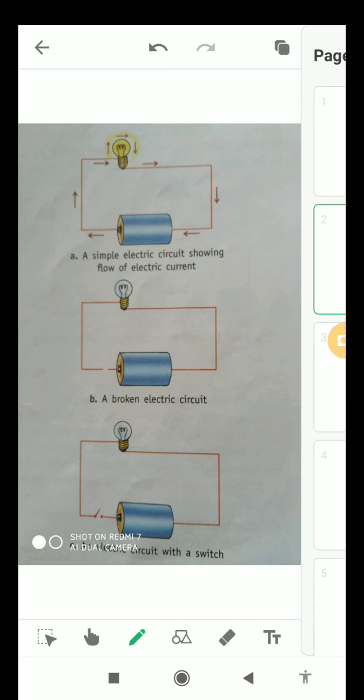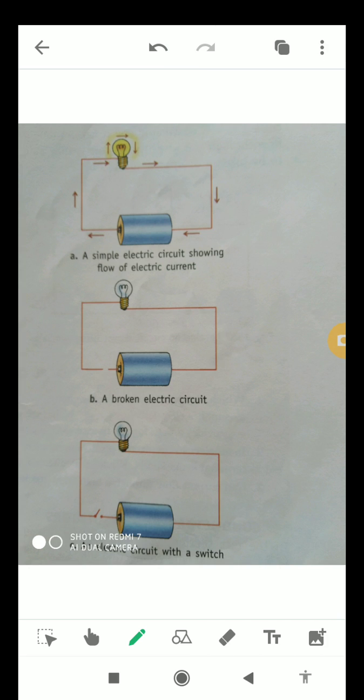As you can see with the help of these diagrams, a simple circuit is showing the flow of electric current in which the bulb is glowing. You can see that the cell is there, the wires are there, and also the bulb is there. Every connection is ready and there is no breakage at any point, so that's why the bulb is glowing. In the second diagram you can see there is a broken electric circuit in which there is a broken wire, that's why the bulb is not glowing.